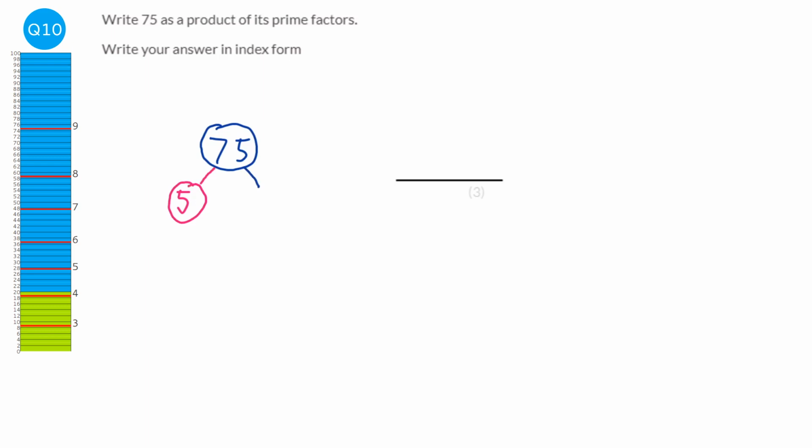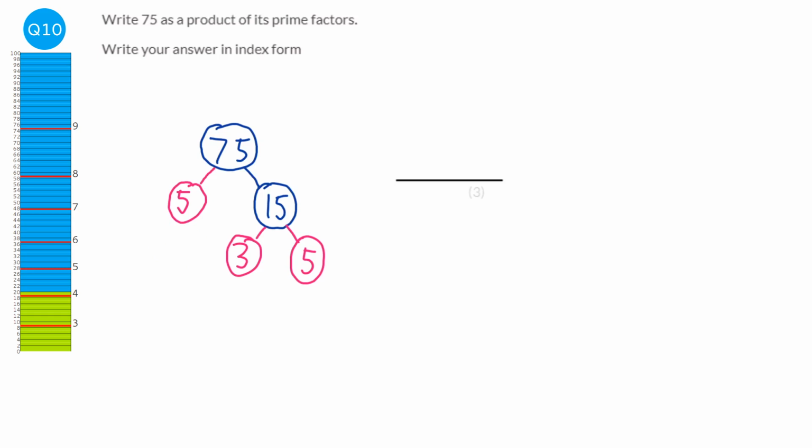So 5 times what is 75? Well, 5 times 15 is 75. And then to make 15, we're going to do 3 times 5. And the reason why I've done some of these bubbles in red is that those are the prime factors, which means they can go to 1 and 5. But if you do 1 and 5, you'll be there all day. So we always stop when we do the prime numbers.